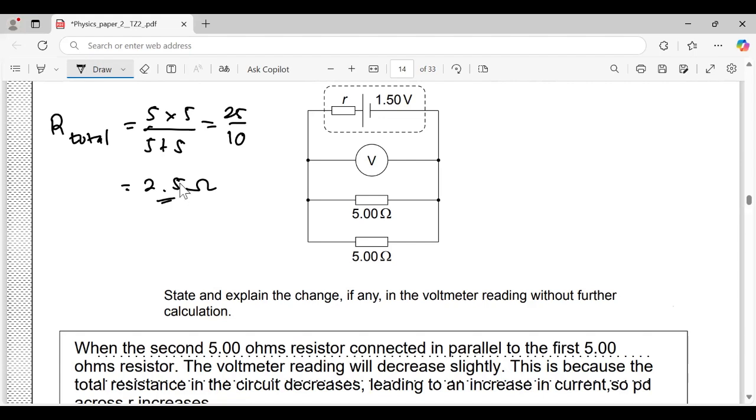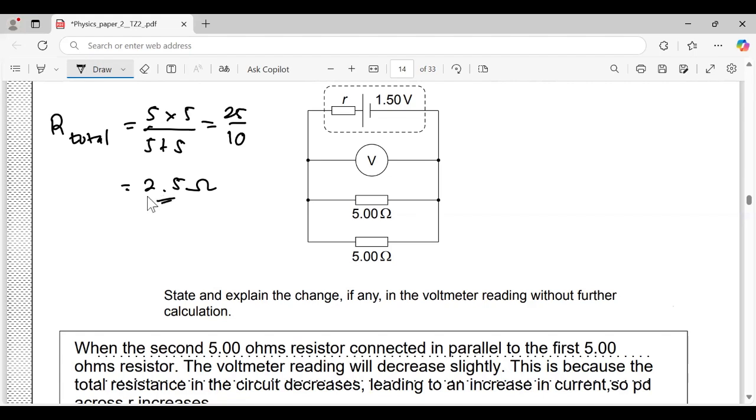2.5 ohms, if you compare with the 5 ohms resistor, this is lower. The first resistor and the second resistor are each 5 ohms, while the total is only 2.5 ohms.